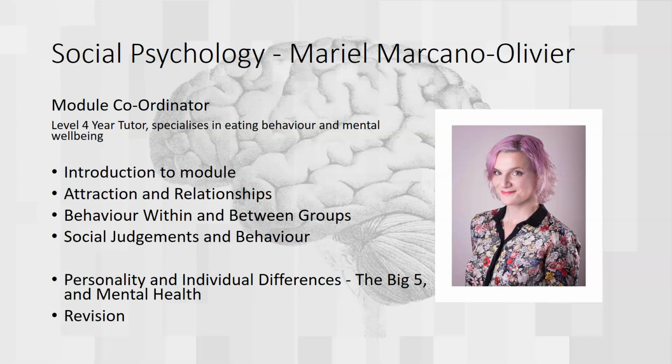Why is there tension between some groups? Why is there competition between some groups? And why do we see racism and other types of hateful behaviour between groups? Our third lecture will cover social judgments and behaviour. So this is how we gain information about the social world and make judgments about the behaviour of others.